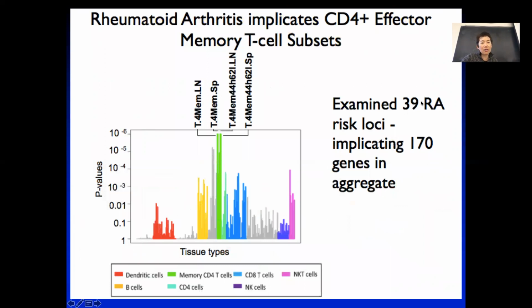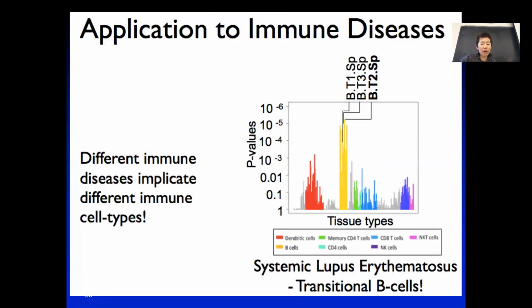Also, here it's 39 different rheumatoid arthritis risk loci, and they implicate 170 genes in aggregate. And you can see most of them are related to CD4 T cells. And so you can see, okay, maybe CD4 T cell is related to rheumatoid arthritis. And with a similar approach, you can see that lupus is actually related to B cells.